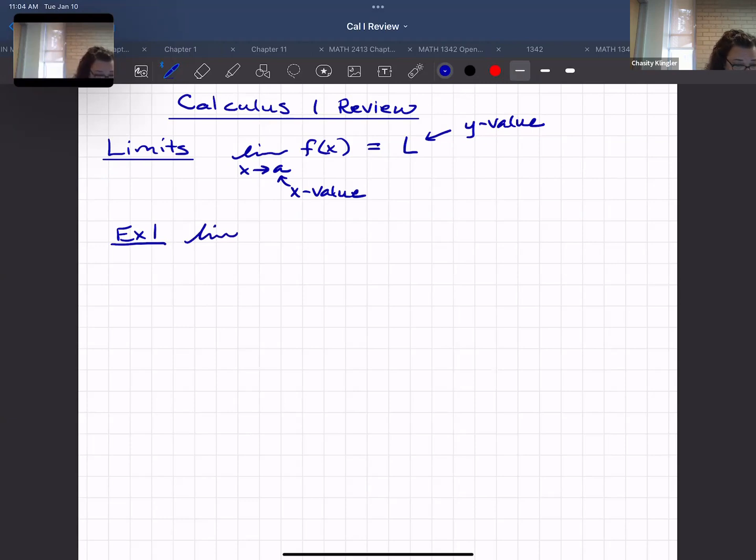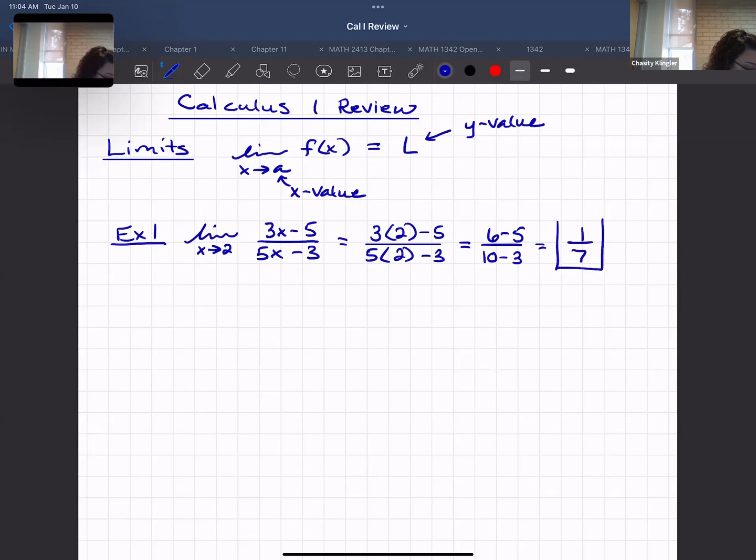So if you have the limit as x approaches 2 of 3x minus 5 over 5x minus 3, try plugging 2 in directly. So we've got 3 times 2 minus 5 over 5 times 2 minus 3. This is not going to be a problem, so it's just going to give us our limit. So our limit as x approaches 2 of that function is 1/7.